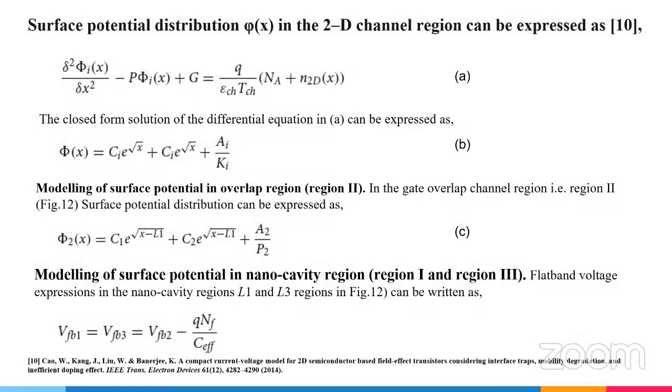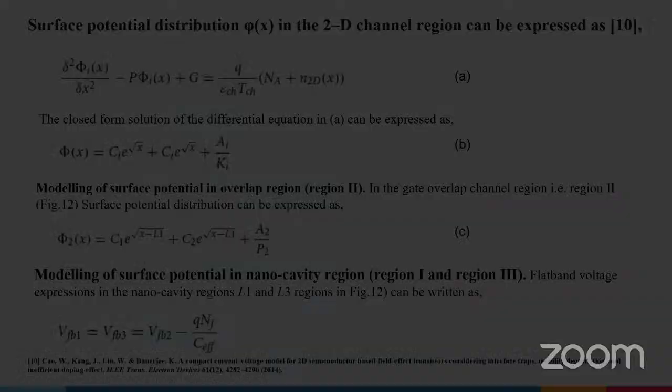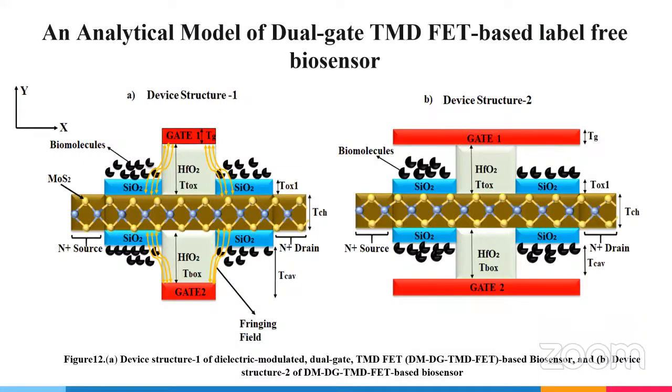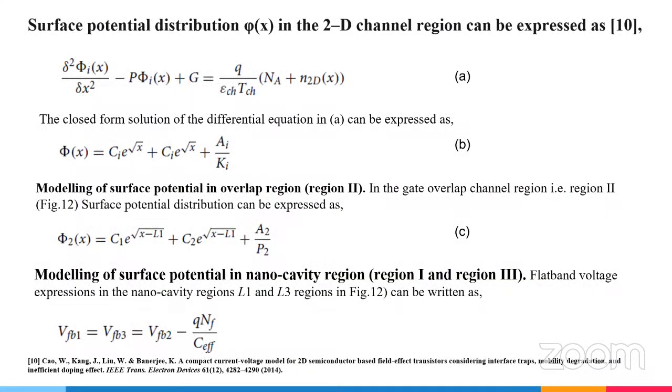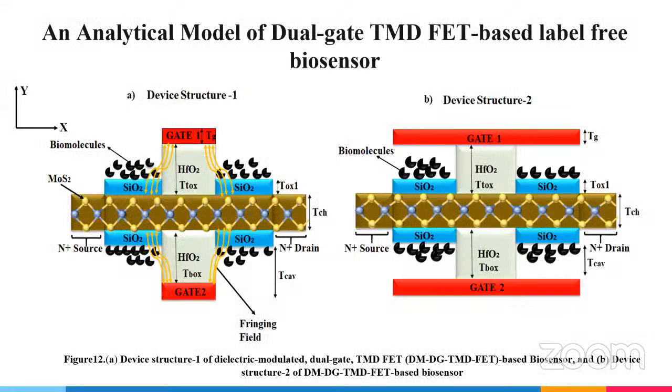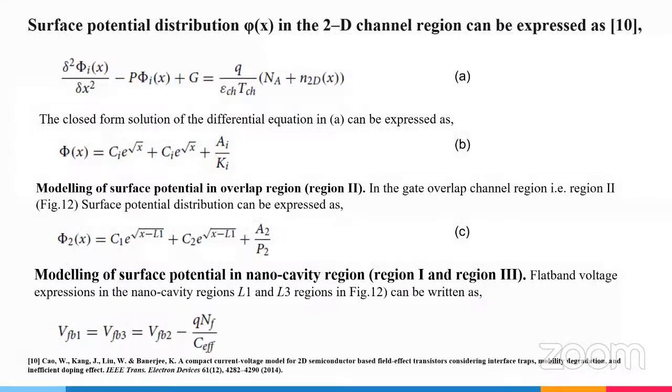So the surface potential distribution is phi 2, here x minus L1. X is the total length direction and L1 is that cavity part that we have subtracted. The second one is the modeling of surface potential in the nanocavity region. The nanocavity regions are L1 and L3 as I have mentioned. In both the structures, the flatband voltage.